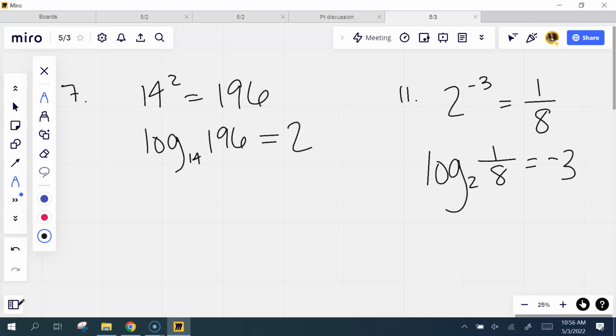No, you wouldn't write 1 over 3. You're not changing anything on these that say rewrite. You're just writing them a different way. That's all you're doing.